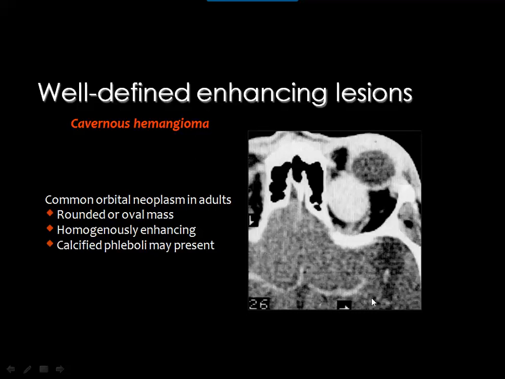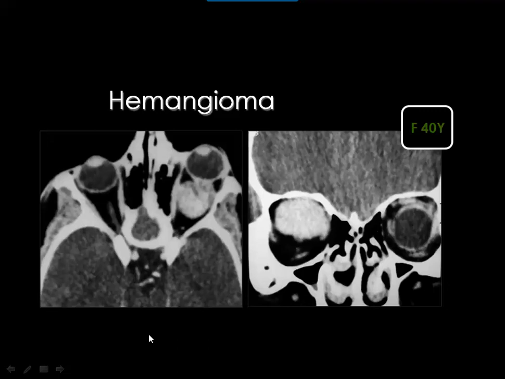Then if you see a well-defined lesion, by well-defined I mean you can outline the whole margin of the lesion, within the orbital cavity and this lesion is enhancing, think of cavernous hemangioma. First of all, you ask yourself, is this lesion inside the globe? No. Can it arise from the optic nerve? No. From the muscles? No. From the lacrimal gland? No. Then this lesion will be in the orbital fat. The most common homogeneously enhancing intraorbital lesion within the orbital fat is cavernous hemangioma in adults.